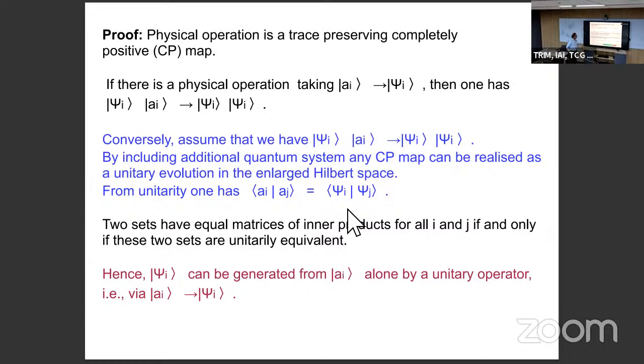But also I know from linear algebra that any two sets with equal matrices of inner products for all i and j, that happens if and only if these two sets are unitarily equivalent. That means I can always get psi_i from A_i alone by some unitary transformation, which would take this to this. Okay. So the first part of the statement is very trivial.